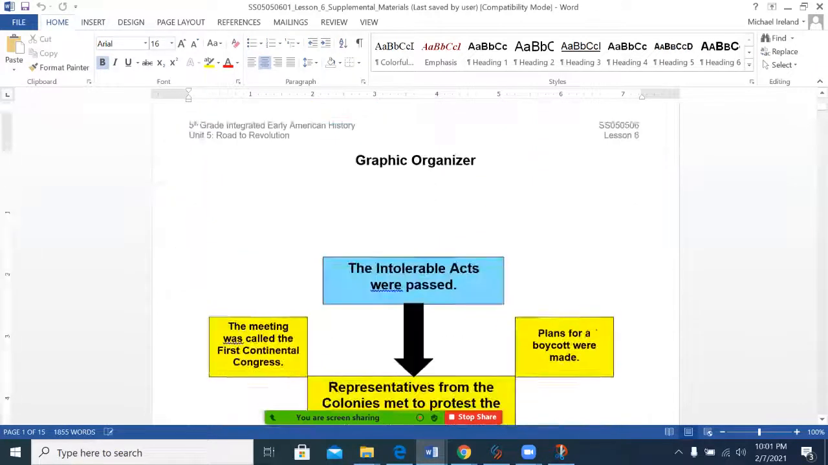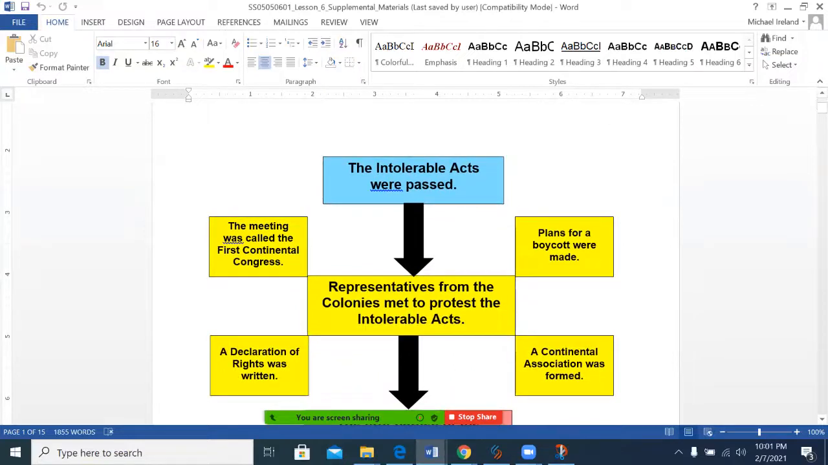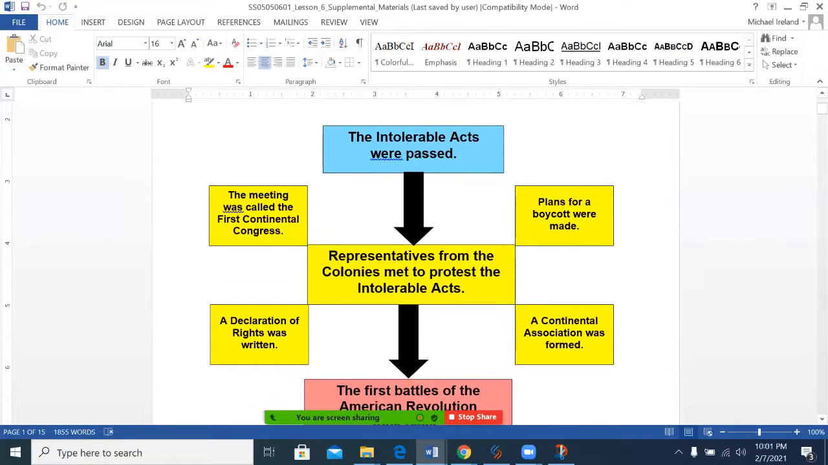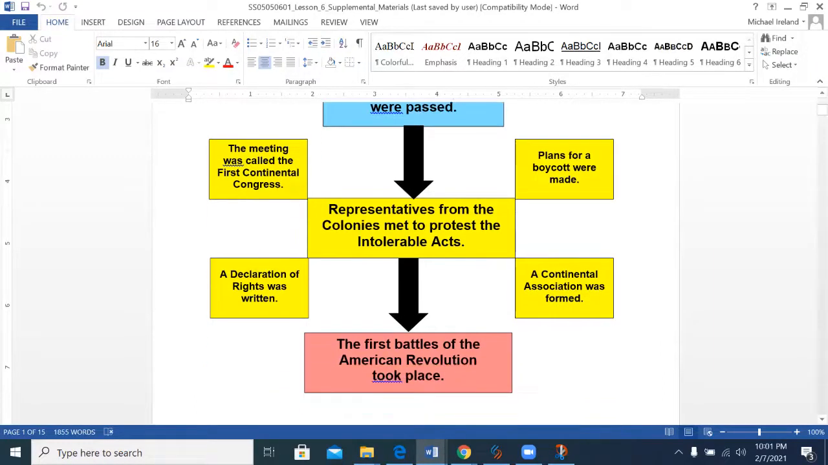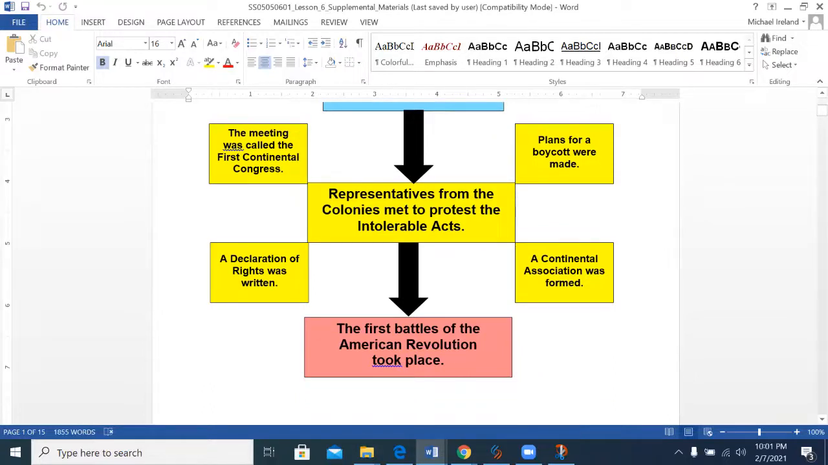So, discussing the First Continental Congress, we know that the meeting was called to protest the Intolerable Acts. And because it brought in people from multiple colonies, we called it the First Continental Congress. Part of this plan included a Declaration of Rights. As an association was planned out and formed, they also planned to boycott certain products.